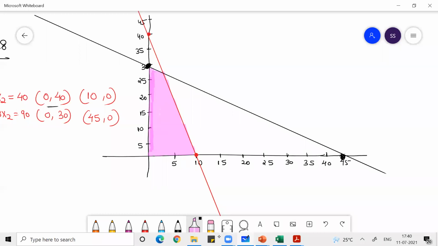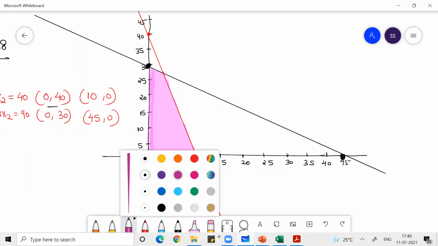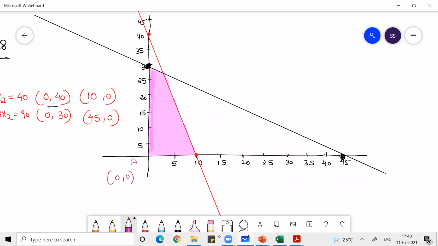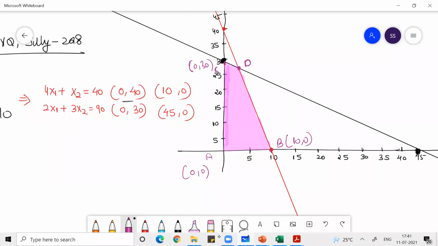Everyone understanding? Anyone have any doubt? No, sir. So once we are done with this, now I'll look into the coordinates. This is 0, 0, this is 10, 0, this is 0, 30, and this point. This is A, B, this is C, this is D. D is the point where the two lines intersect.